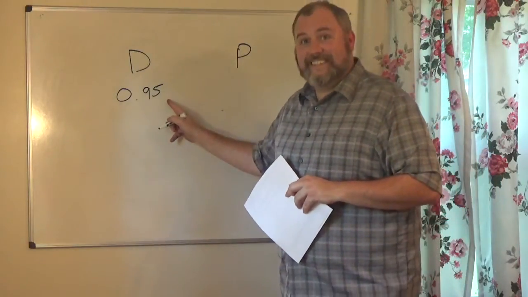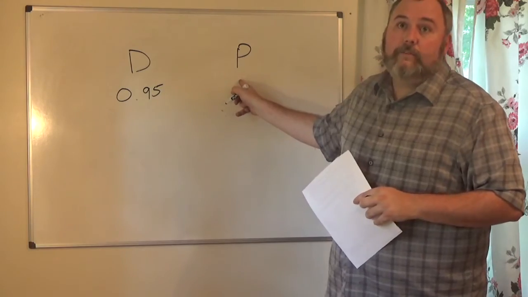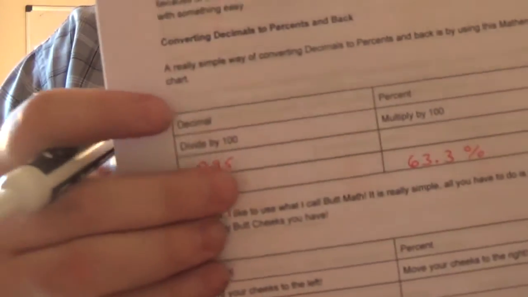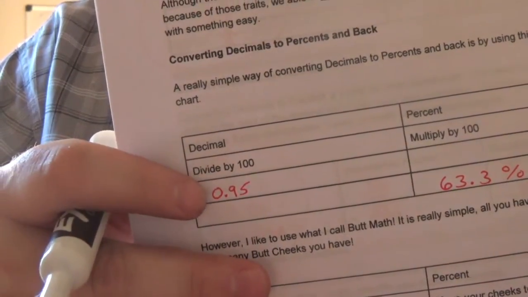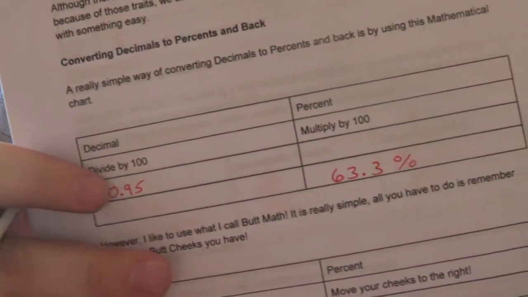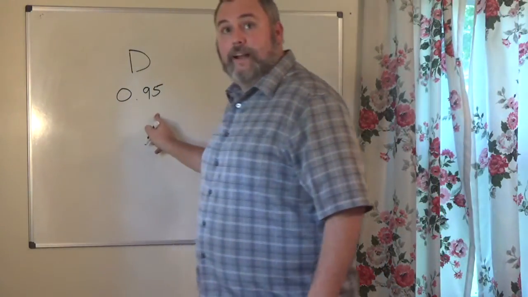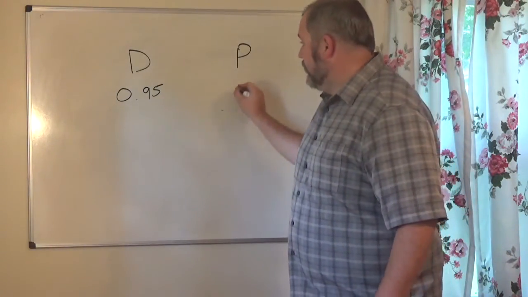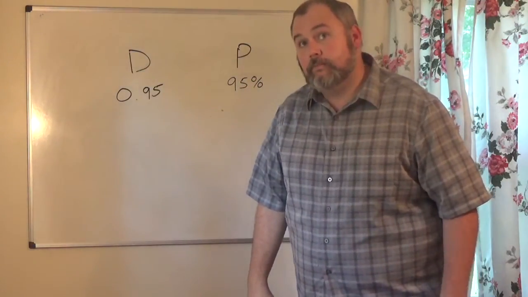Well, since this is a decimal, in order to change it to a percent, we're simply going to multiply that number by 100. When I do 0.95 and I multiply it by 100, I get 95%.